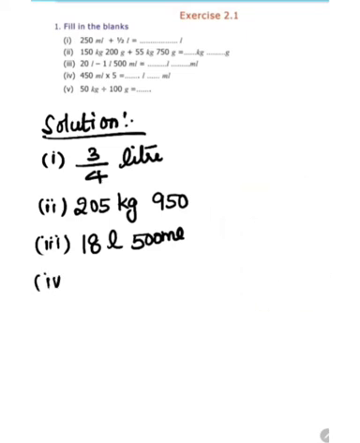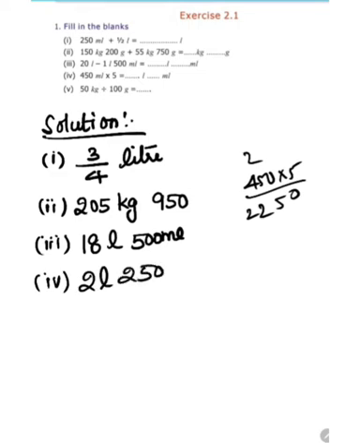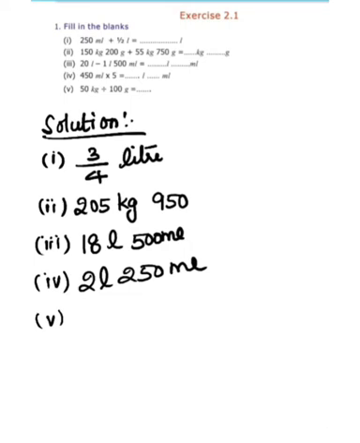Then fourth one, 450 milliliter into 5, that is 450 into 5. What is that? 5 fives are 25, 20. So this is nothing but 2 liter 250 milliliter. Then next one is 550 kg divided by 1000 gram, is nothing but 500 gram.